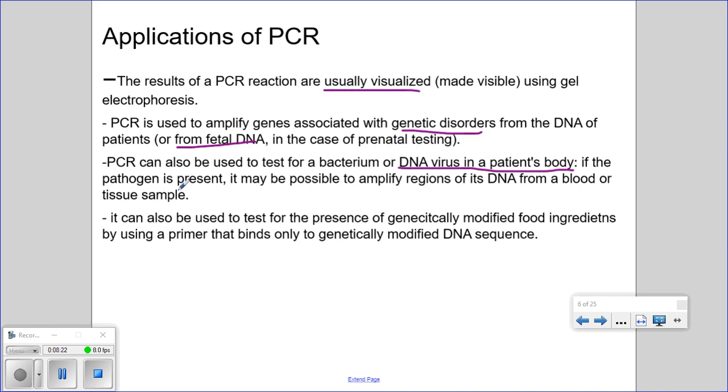If the pathogen is present, it may be possible to amplify regions of its DNA from a blood or tissue sample. So right now, cheek swabs or mouth swabs are being collected, and then that DNA is being subjected to PCR to determine if that virus is present or not. It can be used to test for the presence of genetically modified food ingredients as well by using a primer that binds to a genetically modified DNA sequence.